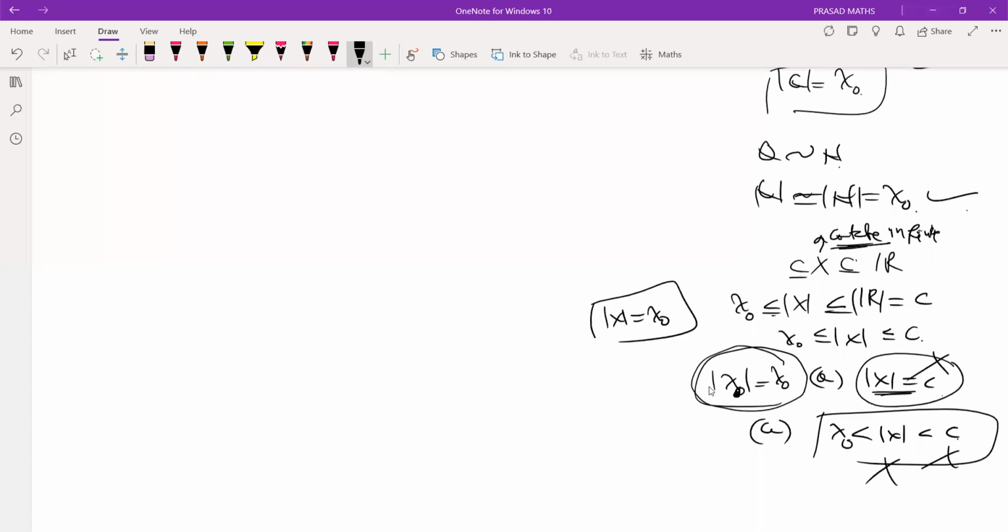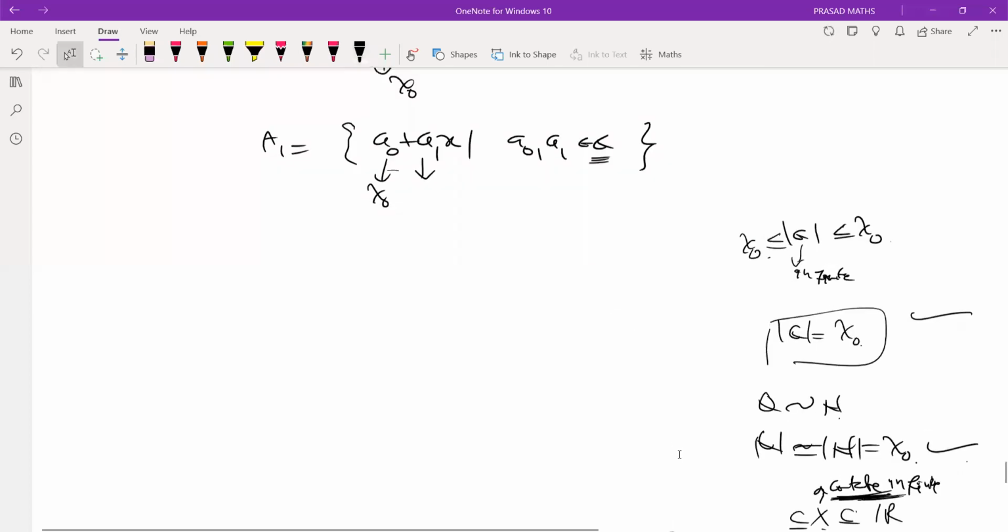So any countable infinite subset of natural numbers or real numbers, any countable infinite subset of what I started with, a countable infinite subset of real numbers, what is the cardinality? Aleph naught. Okay, so the countable infinite we have shown. Therefore how many choices? Aleph naught into aleph naught. Therefore this is nothing but aleph naught.